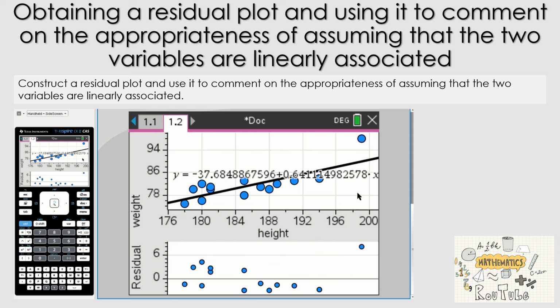So I'll say that again. If there's no pattern in the residual plot, which we don't have, there's no clear pattern, that indicates a linear association between the two variables, which in this case is height and weight. So once again, a valid answer here would be, as there is no clear pattern in the residual plot, this indicates that the two variables, weight and height, are linearly associated.